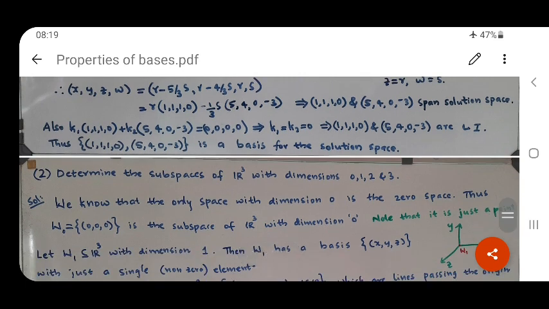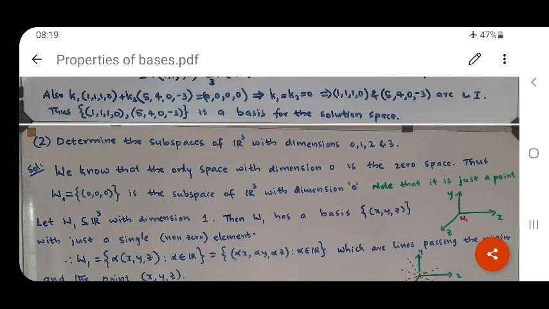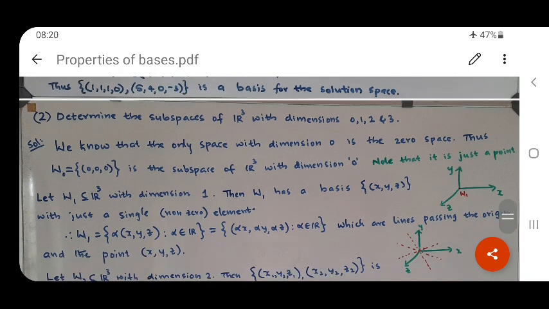Next, determine the subspaces of R3 with the dimension 0, 1, 2 and 3. We know that any subspace of dimension 0 is the zero subspace. So, the singleton 0, 0, 0 is the subspace of R3 of dimension 0. Then dimension 1 is the subspace spanned by a single vector which is different from 0. So, you choose a non-zero vector x, y, z, and the span of the set alpha into x, y, z is the subspace of dimension 1.